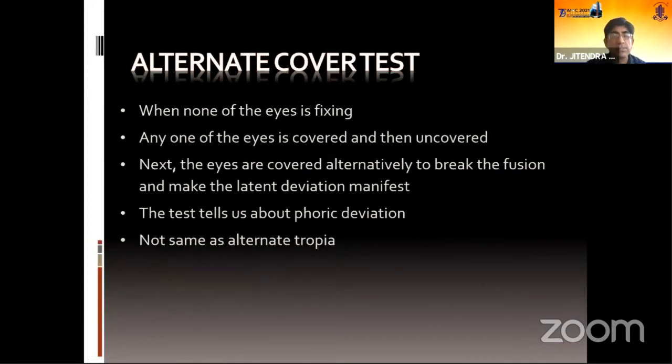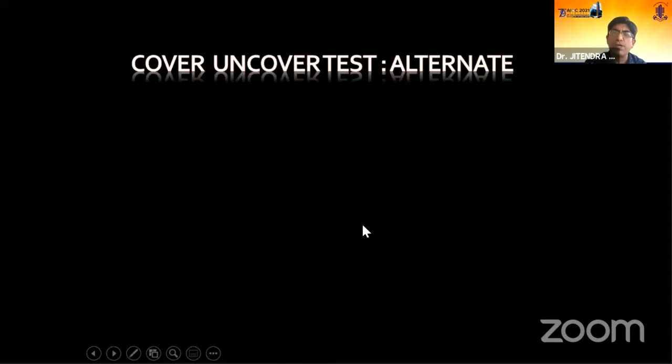What is the alternate cover test? The alternate cover test is when none of the eyes are fixing and you want to manifest the latent deviation, which means that there is a phoria. You want to break the fusion, so you don't want at any point of time both the eyes to remain open. So you do an alternate cover test and make sure that the latent deviation becomes manifest. This test will tell us about phoric deviation.